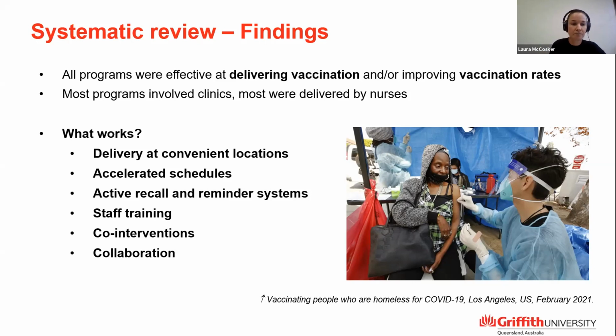which is actually really interesting considering the current discussions around incentivisation for the COVID vaccination in the general population in Australia. Most of the studies offered training to staff to enable them to work effectively with people who are homeless. Many of the studies also looked at opportunities for co-interventions, so delivering physical and mental health care, so for example, screening and referrals while people were present with healthcare staff. And perhaps unsurprisingly, we also found that collaboration between health and social care providers working with people who are homeless is really vital to ensure consistent messaging and service delivery.